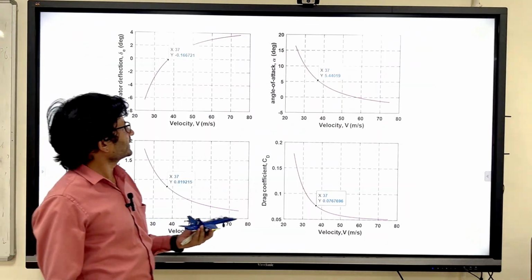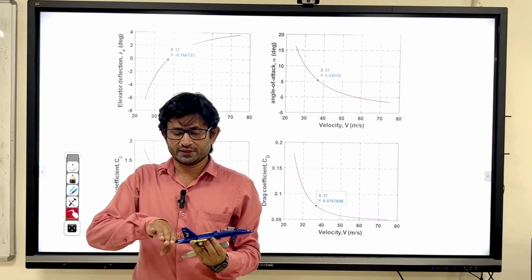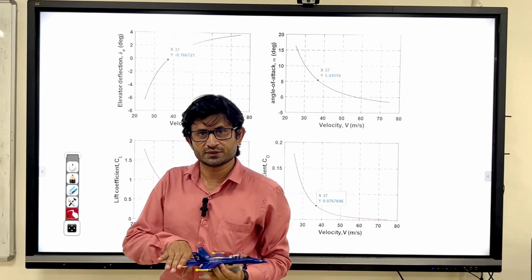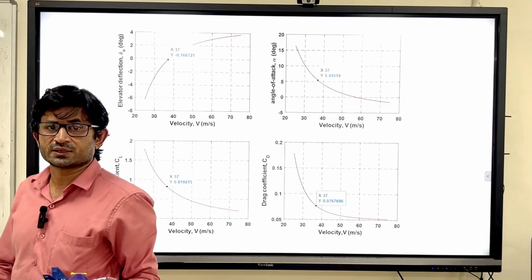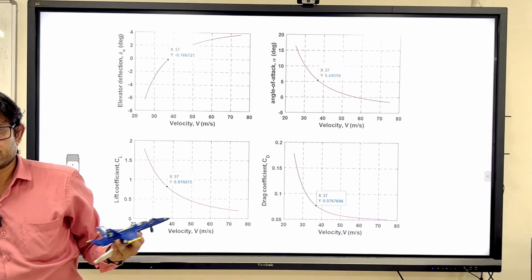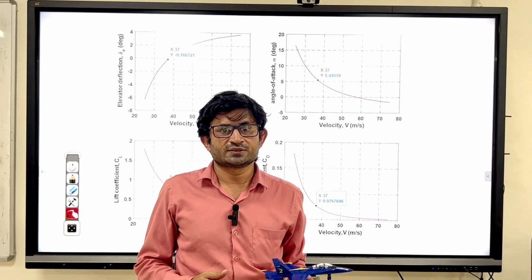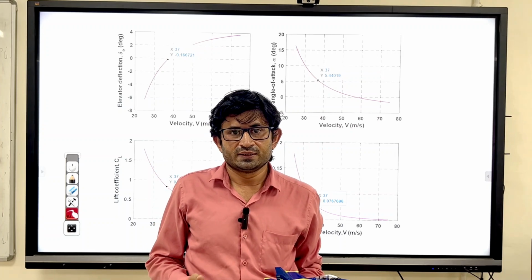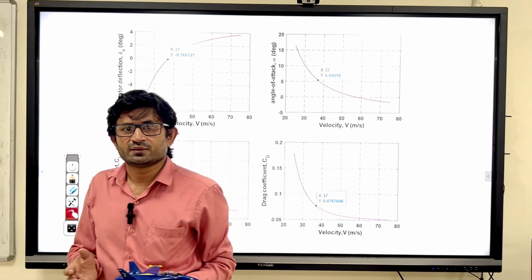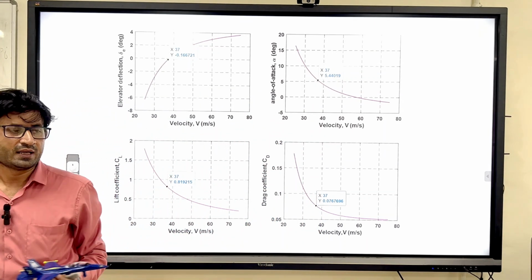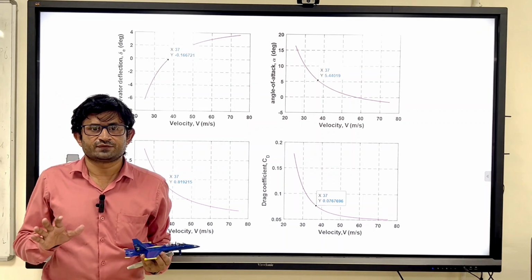Now you can see that at my design speed I am not giving any elevator deflection. So that means my trim drag is 0. A trim drag can be 1%, 2%, 3% of the total drag. So in this condition you are minimizing the drag, and that means the power will be a little less, 1%, 2% compared to the total power, and overall you will save fuel.